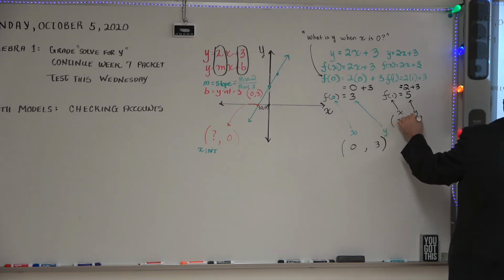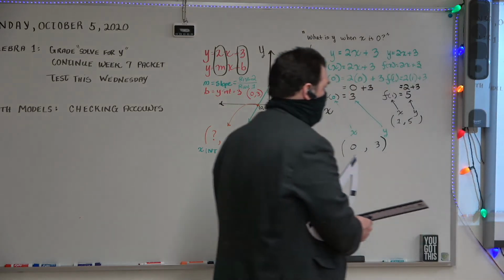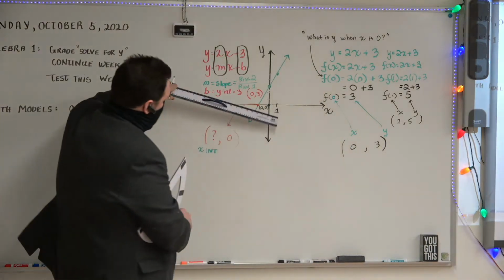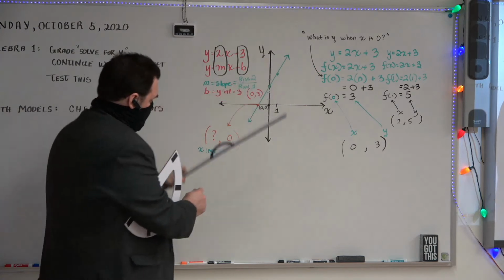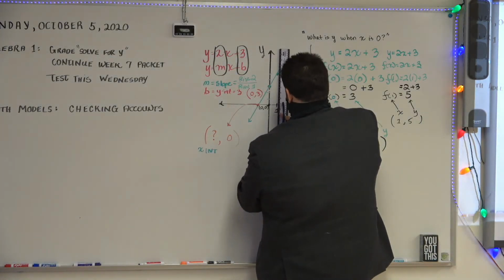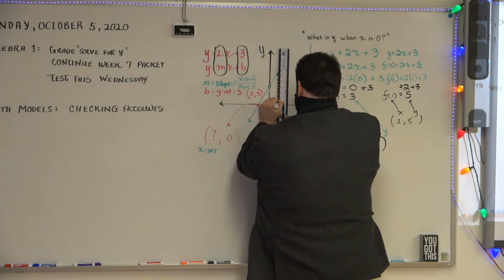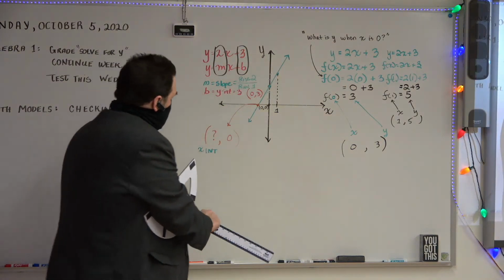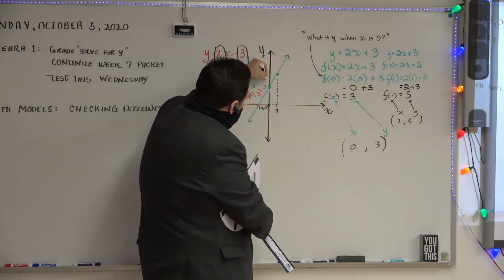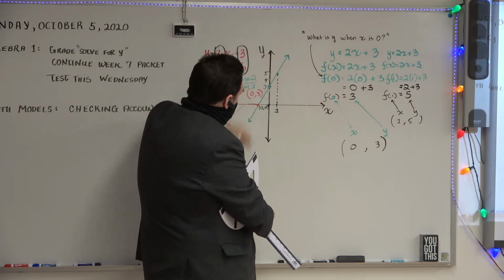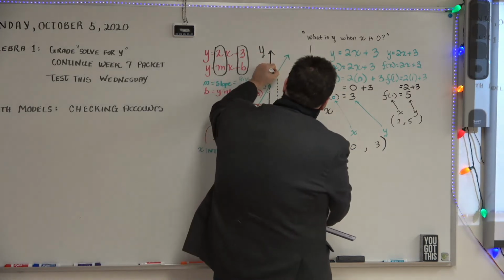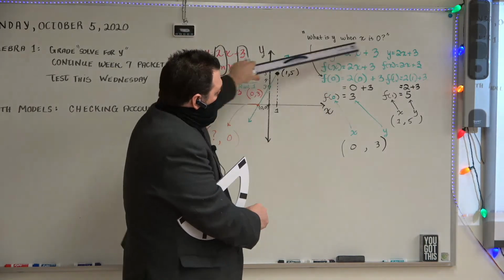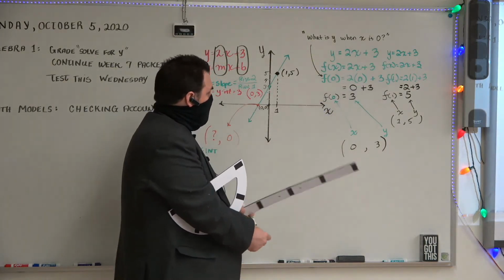1, 5. Let's go see if that's any kind of point on our graph. Go to 1. Go up to the line. Look to the left. What is the y value? This is 3, 4, 5. So what are the coordinates at this point? 1, 5. So you see, this is a way of generating points on the line.